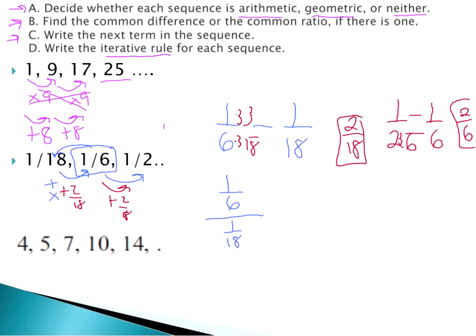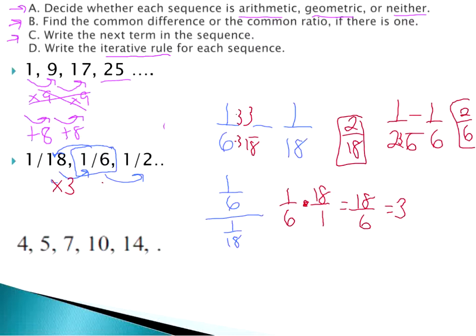So now we have to try this division one. I know it looks crazy scary with these fractions, but does anyone remember how to divide this bottom fraction down here? Not as bad as it first seems. Times by the reciprocal. So I get 18 over 6, which is 3. So they're saying that how they got from 1 over 18 to 1 over 6 is they times by 3.